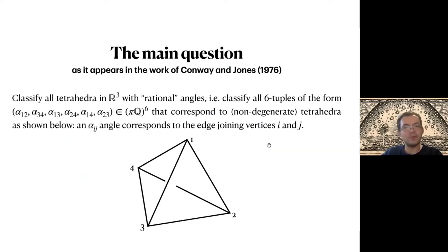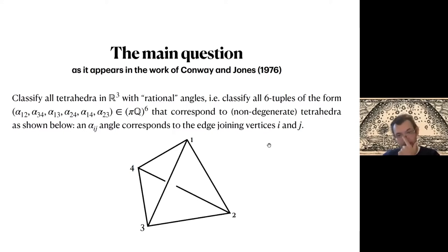So the main question today, as it appears in the work of Conway and Jones, because we shall consider two different questions today, and we shall see that one of them is a subset of the other. The main question, which is maybe the most pictorial one, the easiest to formulate, is to classify all tetrahedra, three-dimensional simplices, with rational angles, which means that we basically want to classify all sextuples of angles that describe a non-degenerate tetrahedron, and such that each entry is a rational multiple of pi.